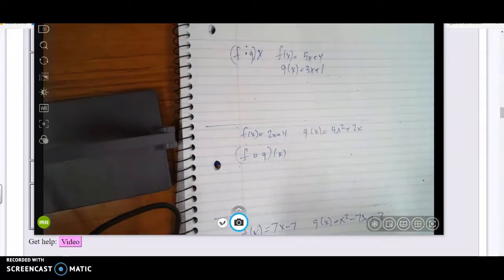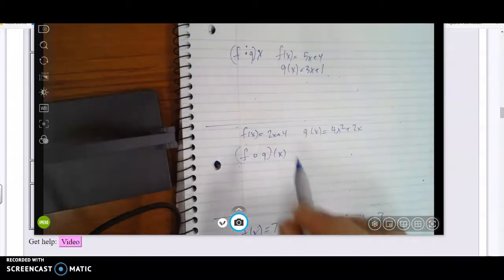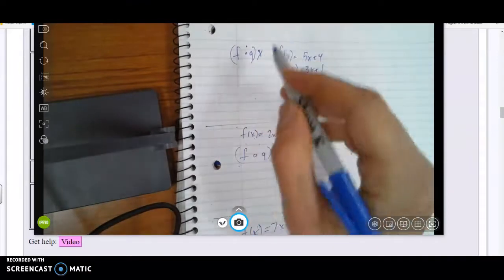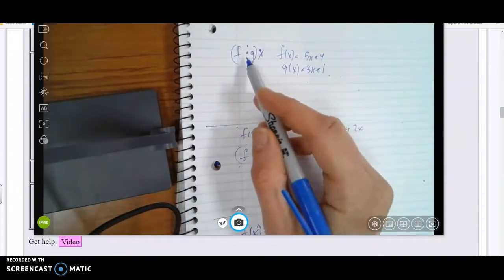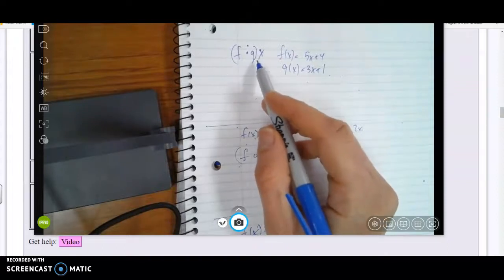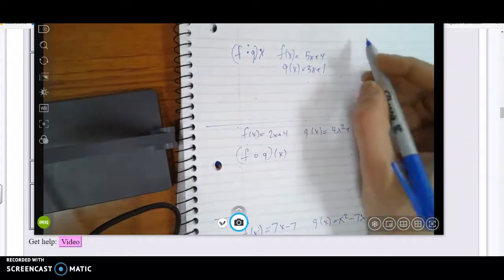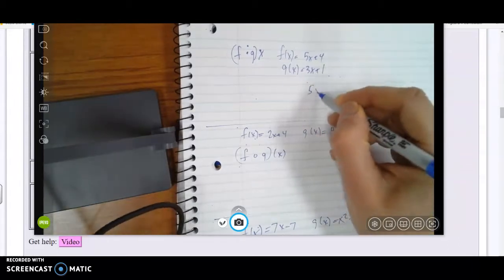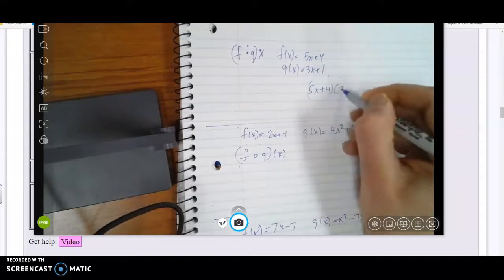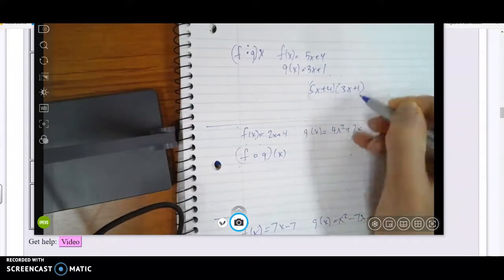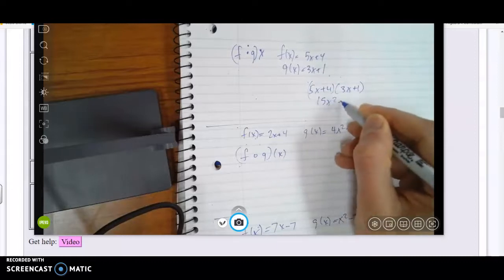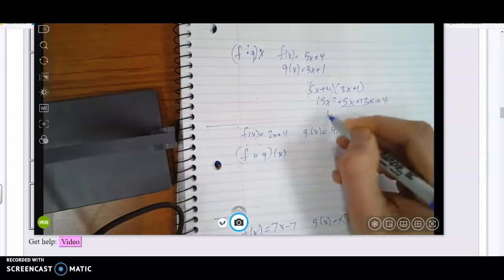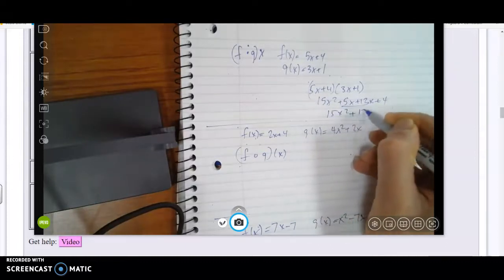Okay, in this problem, we're looking to find f times g of x. Notice that's a solid dot, not a hollow one, so that is multiplication, not composition. That means we get two separate answers and we multiply. So we get f of x times g of x, which means you take 5x plus 4 and multiply it times 3x plus 1. That's going to be 15x squared plus 5x plus 12x plus 4. Combine middle terms and we get 15x squared plus 17x plus 4.